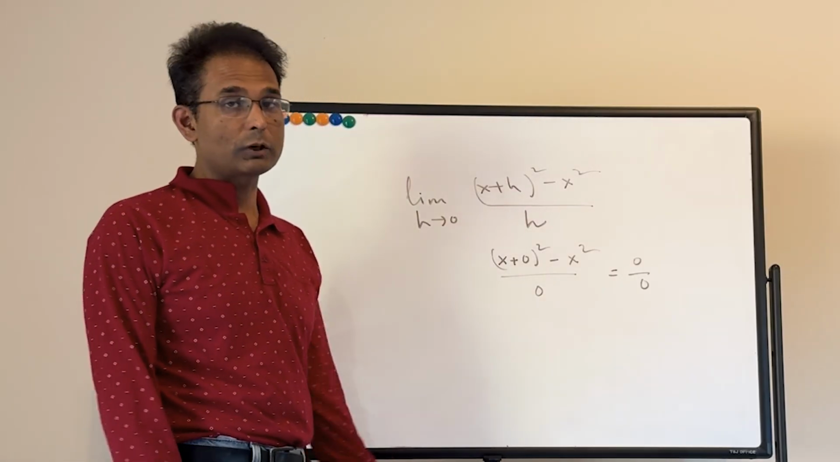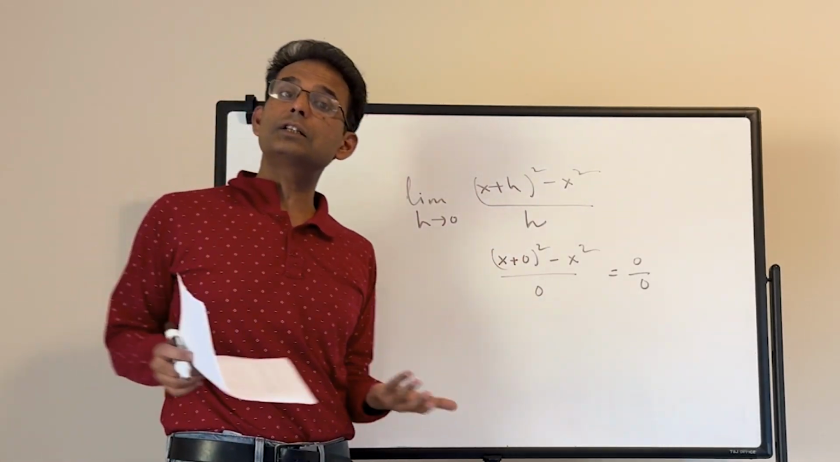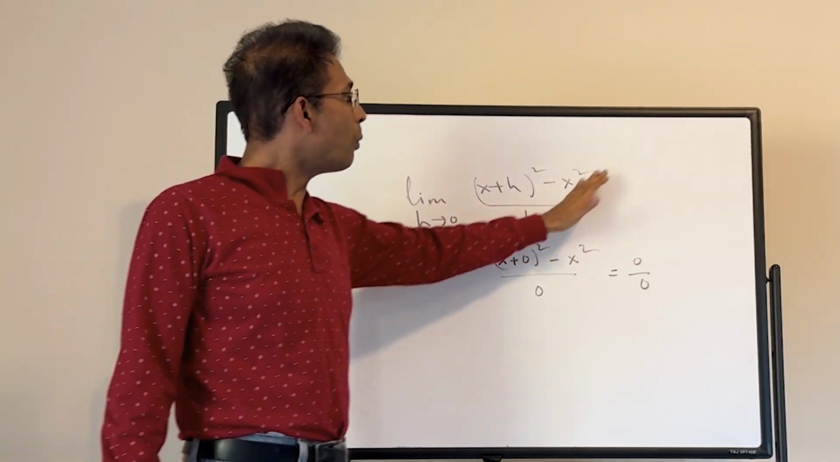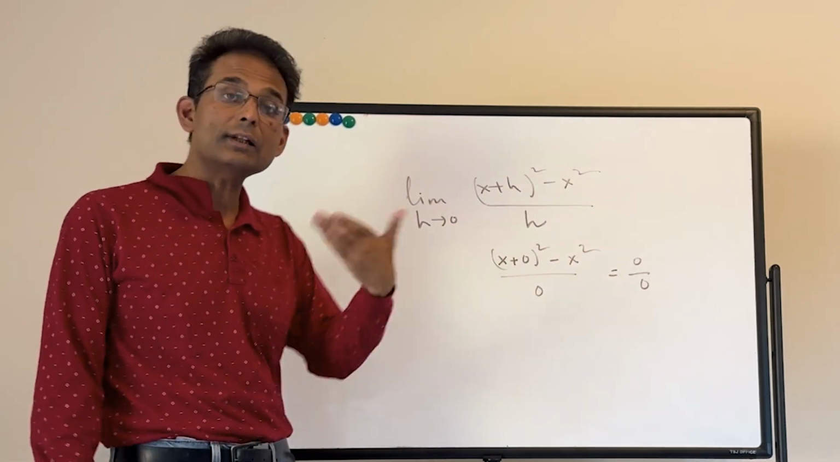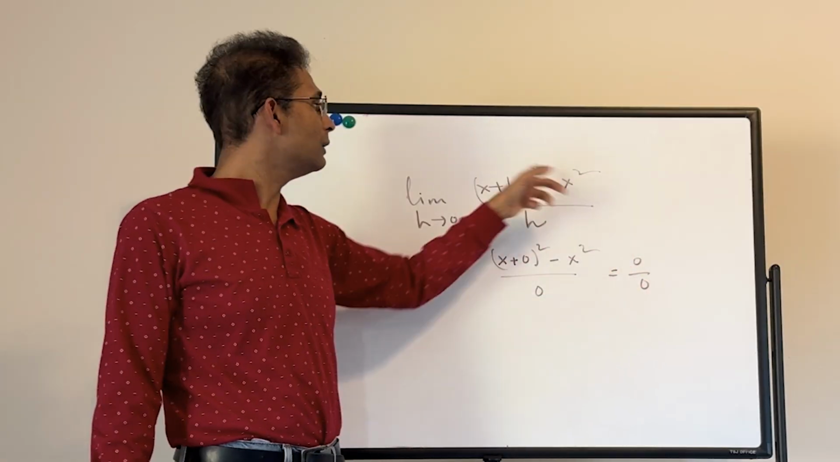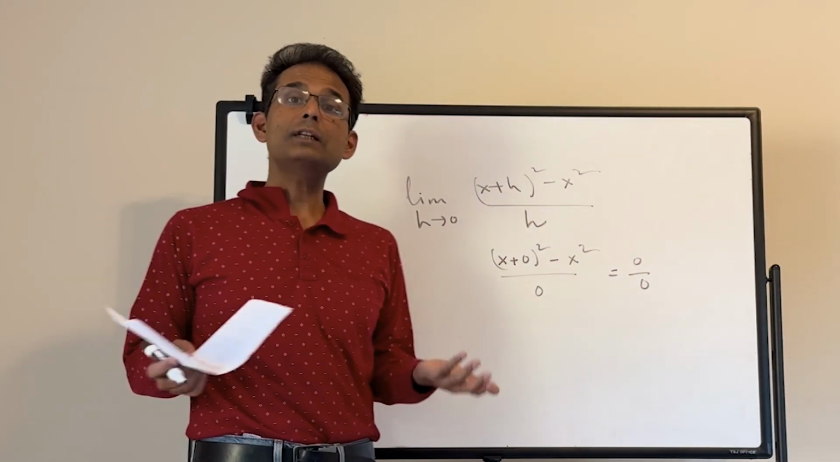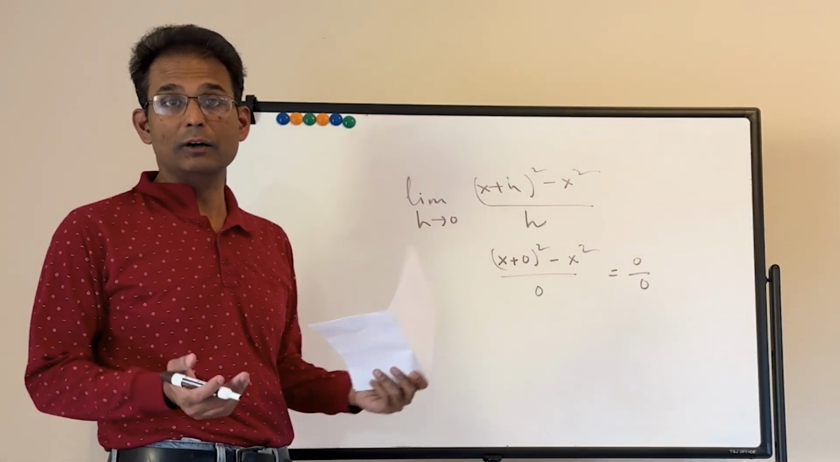So what do we do? Does it not have any limit? The question is still valid. As h goes to 0, to what value does this expression tend? We can still ask that question, but we simply can't find it by plugging in h equal to 0. So what is that value that this expression tends to when h goes to 0? Is there any hope of finding it?